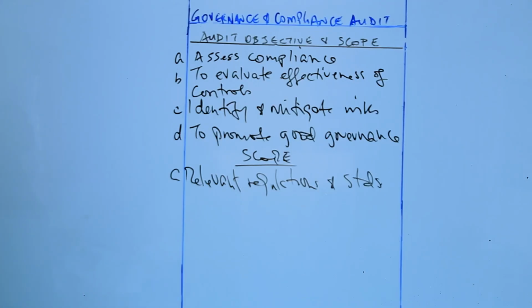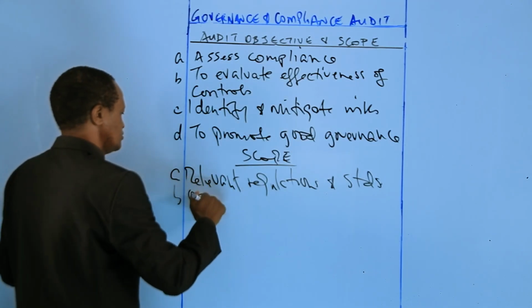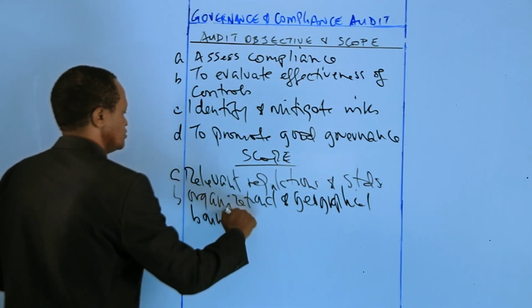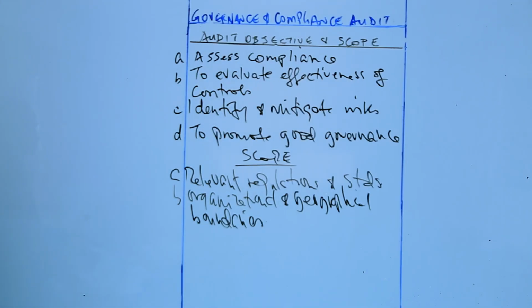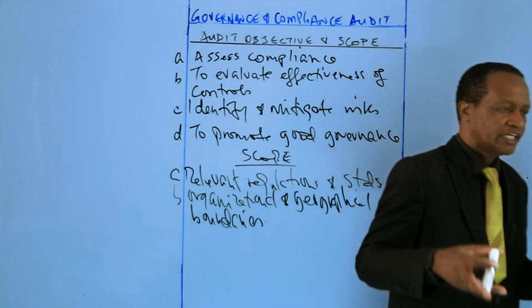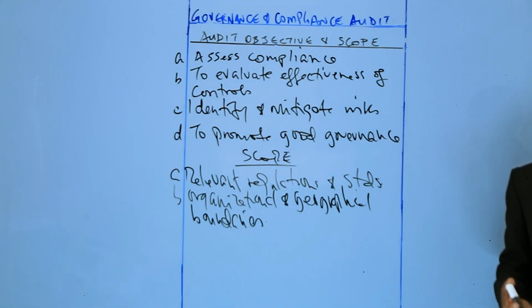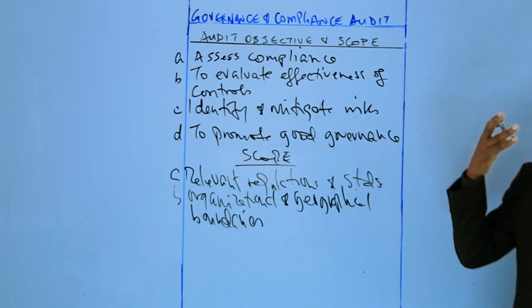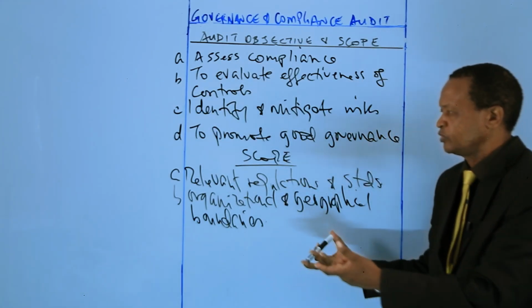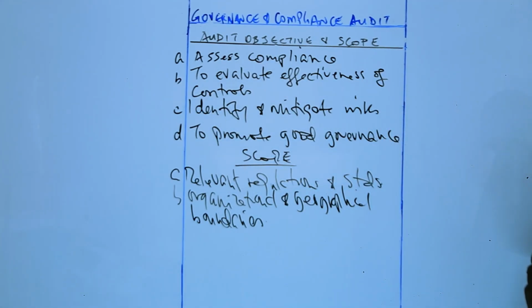Number 2 is organizational and geographical boundaries. Here, the auditors must explicitly define the business units, departments, their locations, if there are any subsidiaries. That has to be identified. For example, will the audit cover only the corporate headquarters or all regional offices? Those are some of the factors that will determine the scope of the audit. All right, geographical and organizational boundaries.